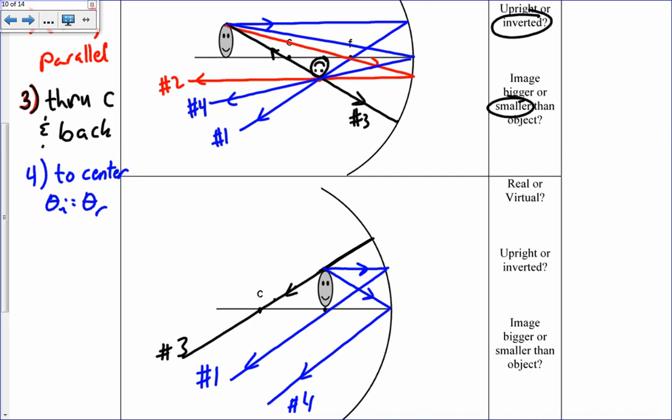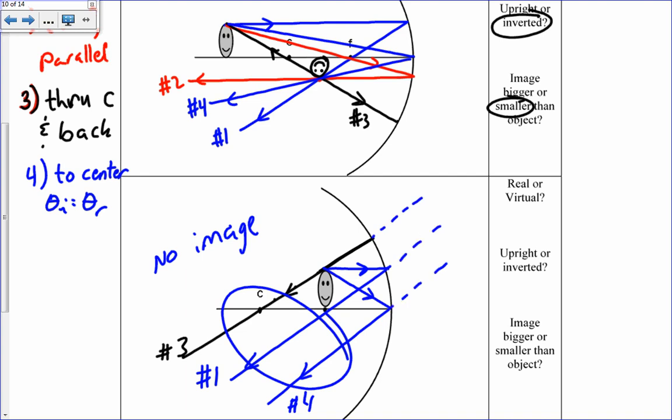And parallel rays never cross, so there's no image. Because all of these rays, these 3 rays, are all parallel to one another. They're never going to cross, neither on the real side, nor if I were to trace them back, would they ever cross on the virtual side of the mirror either.